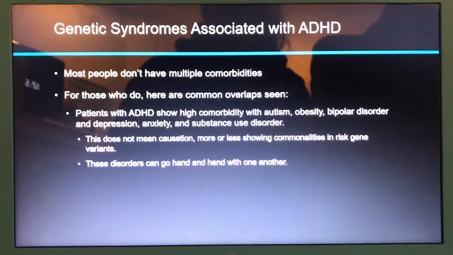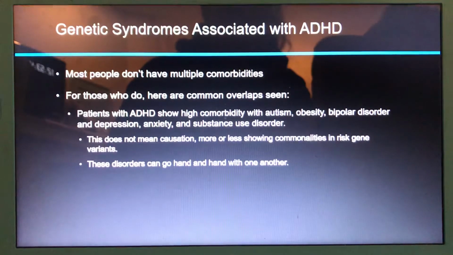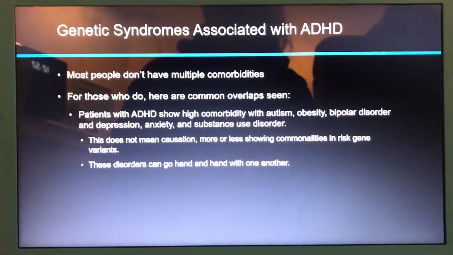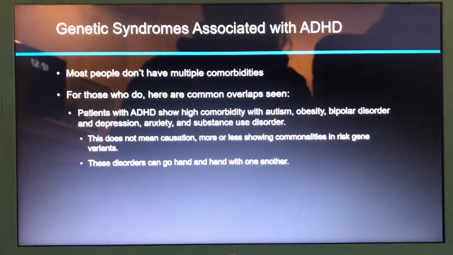Now, I just want to say that these comorbidities do not mean causation of ADHD. More or less, it shows commonalities in the risk of gene variants. So these can often coincide with one another, but it doesn't necessarily mean that one causes the other.